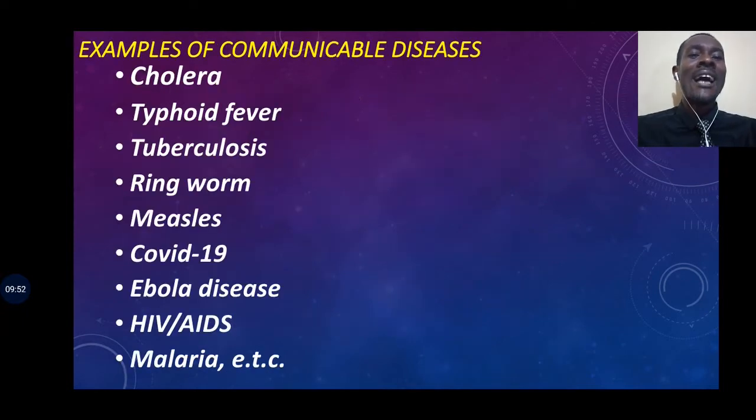Now, let's go on and see some examples of these communicable diseases. Number one on our screen is cholera. Cholera is a communicable disease. Typhoid fever, tuberculosis, ringworm, measles, the COVID-19 we are talking about, Ebola disease, HIV and AIDS, malaria, and so many other diseases that can be transmitted from one individual to the other. They are all communicable diseases.